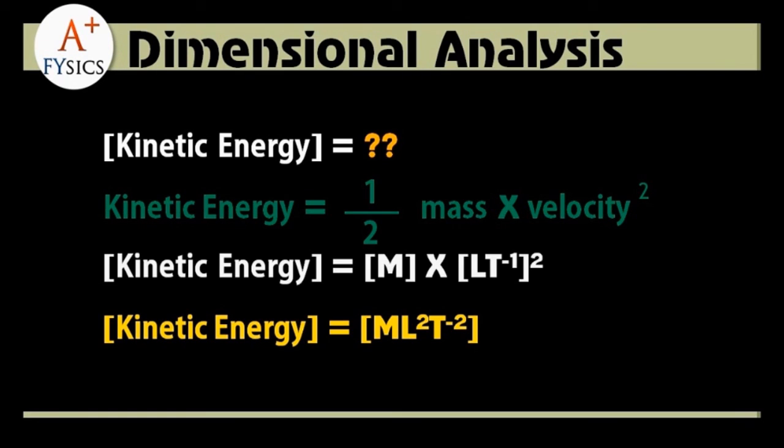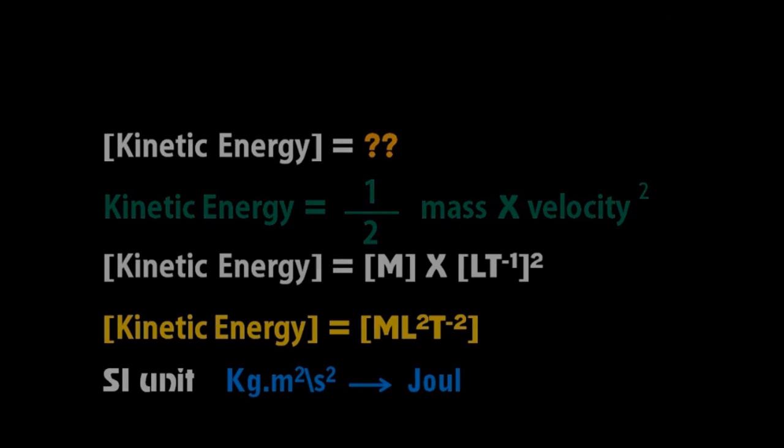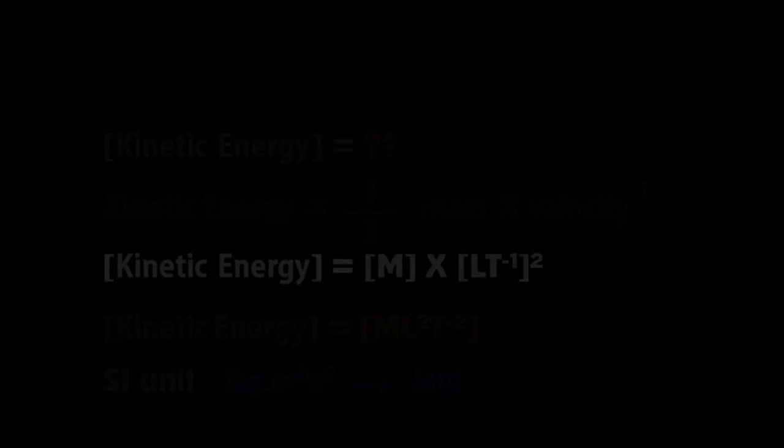So energy, no matter what kind it is, has the same dimensions, always. And they are mass, length squared, time to the power of minus 2. In SI units, they are kilogram meter squared per second squared, which is equal to joule. This is our second derived unit, and it is a combination of 3 basic units. Now you can do dimensional analysis of any quantity as long as you know the basic units that make it up.